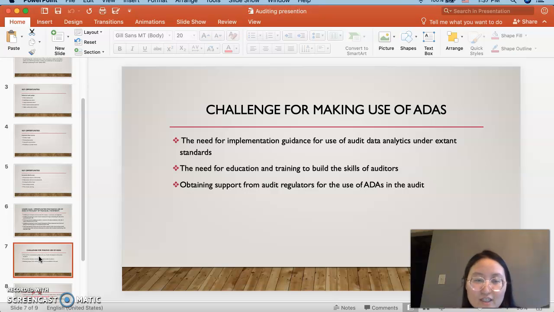And the second challenge is the need for education and training to build the skills of auditors. Many stakeholders identify the lack of knowledge and skills in this field as a key hurdle to the use of audit data analytics. And the third challenge is obtaining support from audit regulators for the use of audit data analytics in the audit.